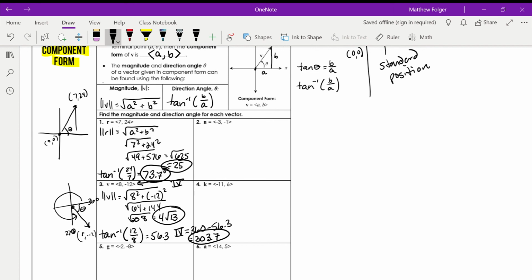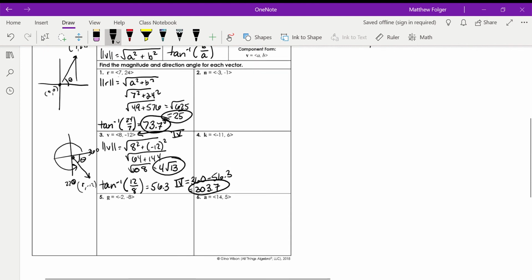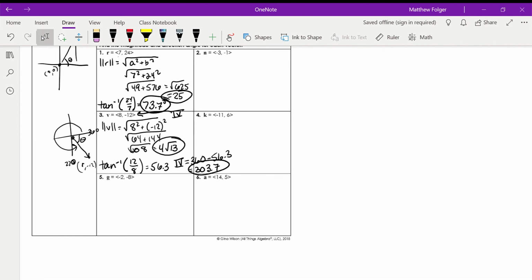All right? So let's go ahead and let's go to number 5 now. So number 5 is very similar. This one, let's see if you can figure out what quadrant is that one in. -2, -8. Well, it's going to be in the 3rd quadrant, and it's going to be this vector right here. It's going to be a vector that starts at 0, 0 and goes left 2, down 8, right? So that's this vector right here.